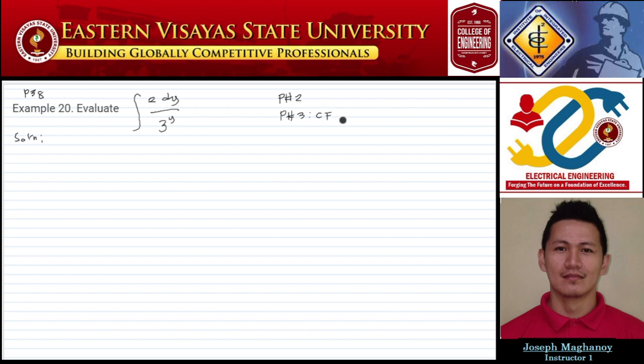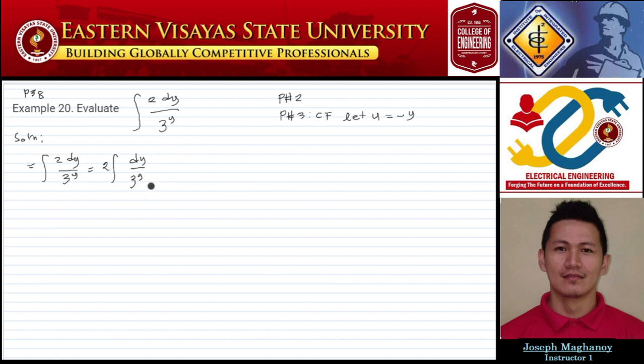So we let u equal to negative y. So how come it becomes negative y? First, we need to simplify our function. So 2 dy over 3 raised to y. Applying property number 2, your constant will be dy over 3 raised to y.